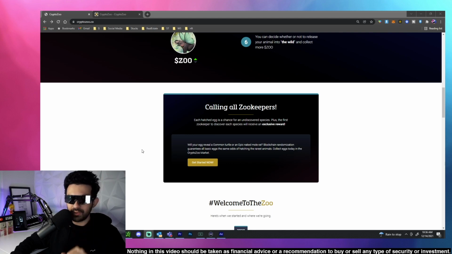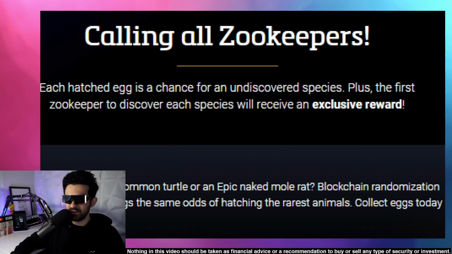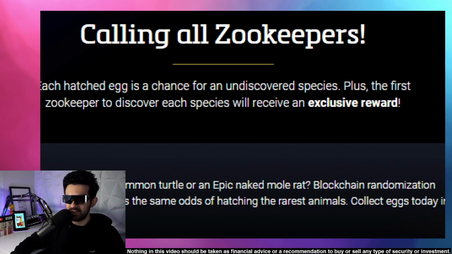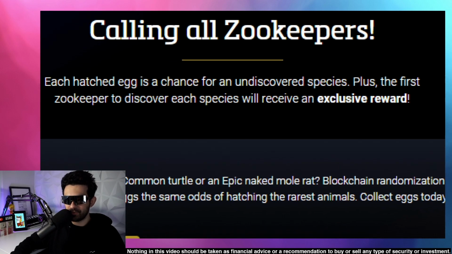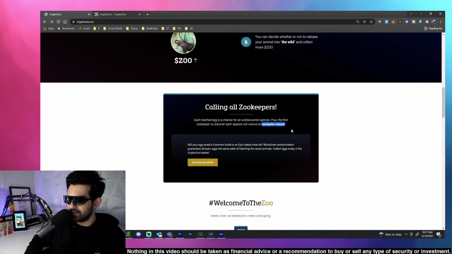Calling all zookeepers. Each hatched egg is a chance for an undiscovered species, plus the first zookeeper to discover each species will receive an exclusive reward.